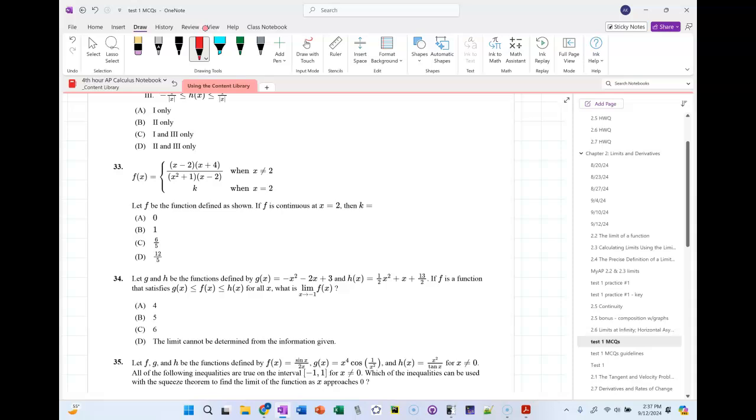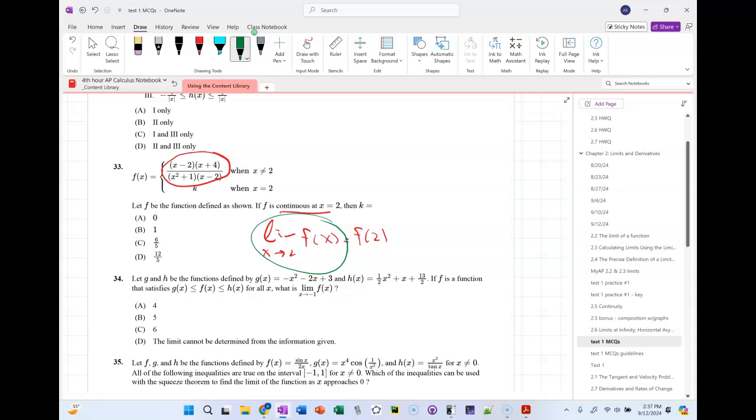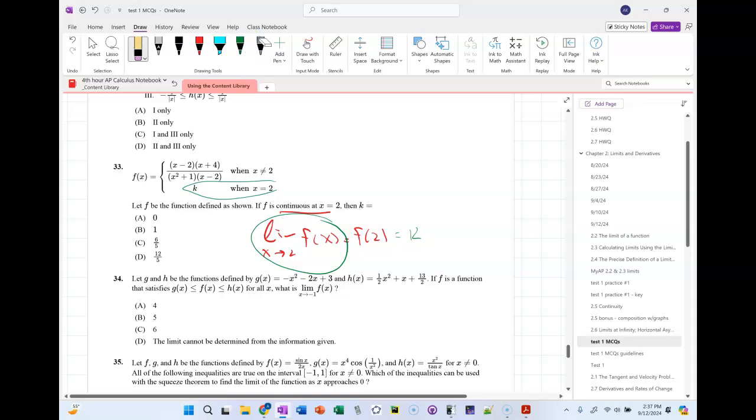So, for this, I know that the limit as x approaches 2 of f of x has to equal f of 2, right? So I need to figure out what this is, and whatever that is is going to be k. Everybody agree? Since f of 2 is just k.